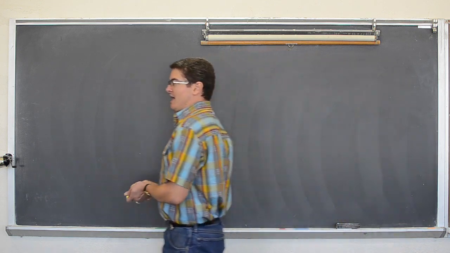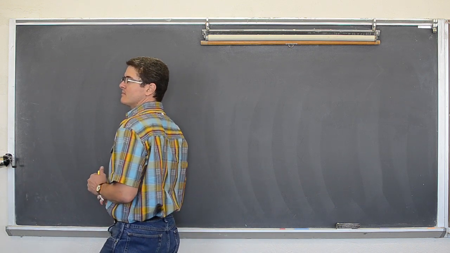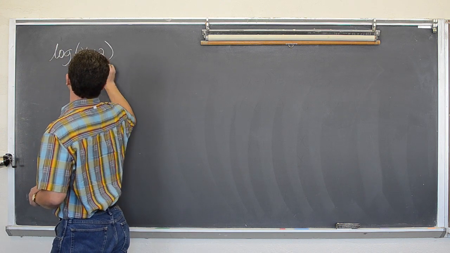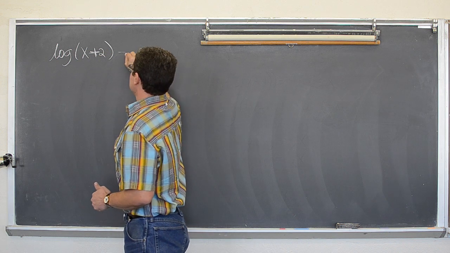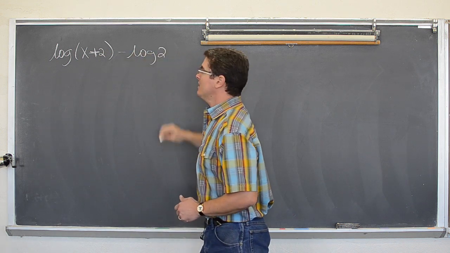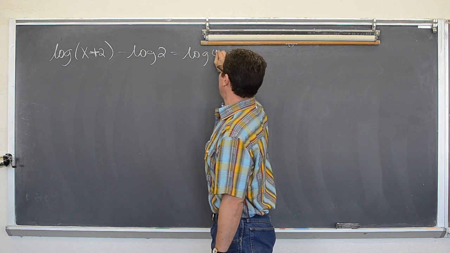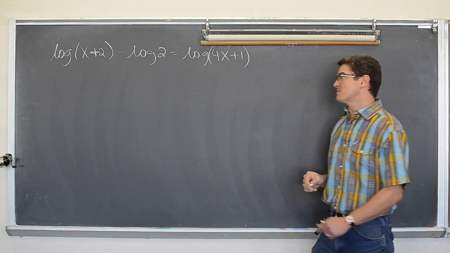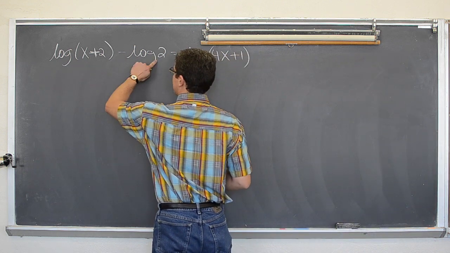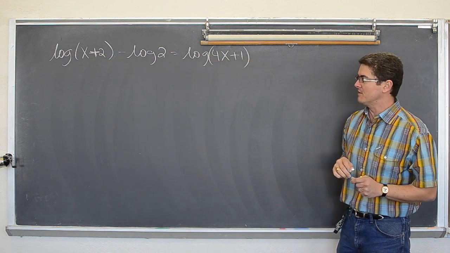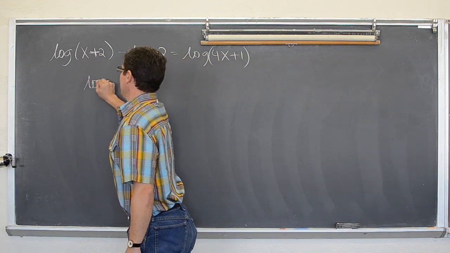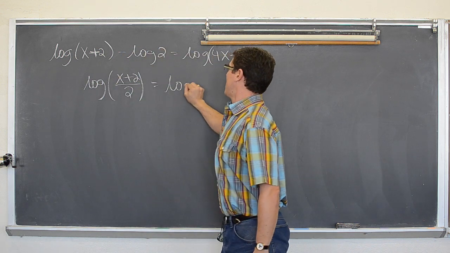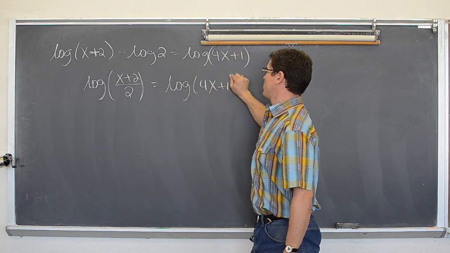Alright, so we got one last example of log of x plus 2 minus log of 2, again with the common log, equals log of 4x plus 1. Okay, let's see what happens here. Now, when you subtract logs that have the same base, you can condense those through division. So we have log of x plus 2 divided by 2 equals log of 4x plus 1.